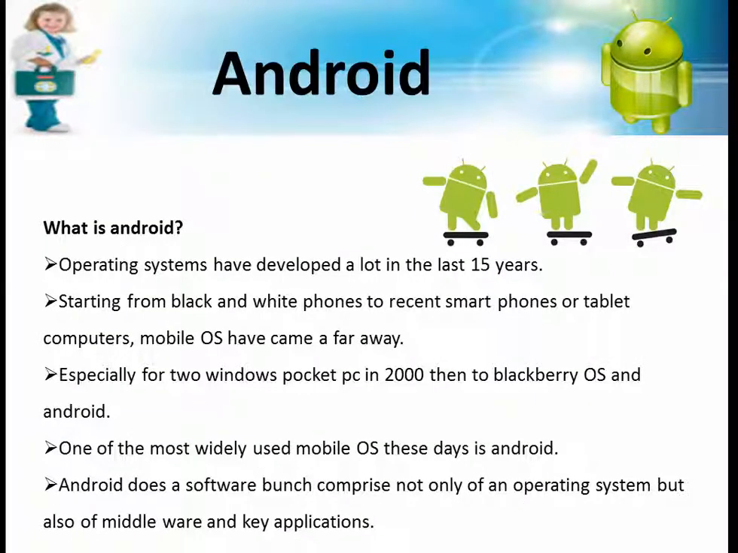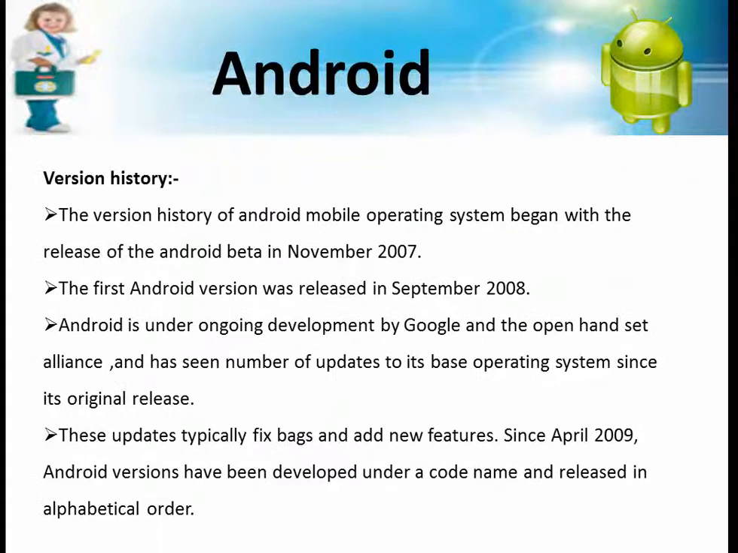So I'm going to tell about some basic things of Android. What is Android? It's an operating system that has developed a lot in the last 50 years, from black and white phones to recent smartphones and tablet computers. Mobile OS has come a long way, especially from Windows Pocket PC in 2000 to BlackBerry OS and Android. One of the most widely used mobile operating systems these days is Android. Android is a software bundle comprised not only of an operating system but also middleware and key applications.